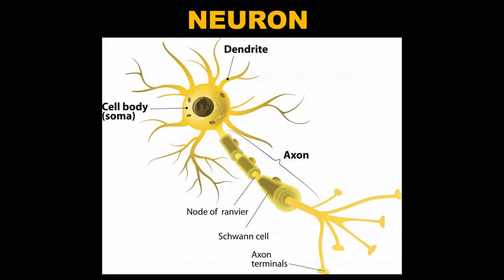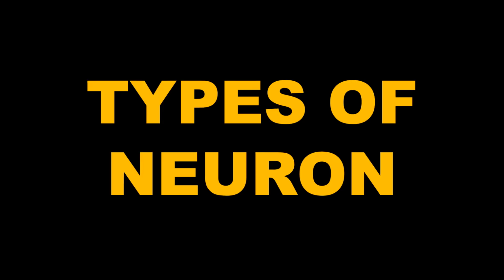Ngayon, before we discuss the other parts like the Schwann cell, the axon terminals, and the node of Ranvier, we'll discuss first the different types of neurons. So at this point, we'll discuss the different types of neurons. Neurons vary in function and also in their structure.